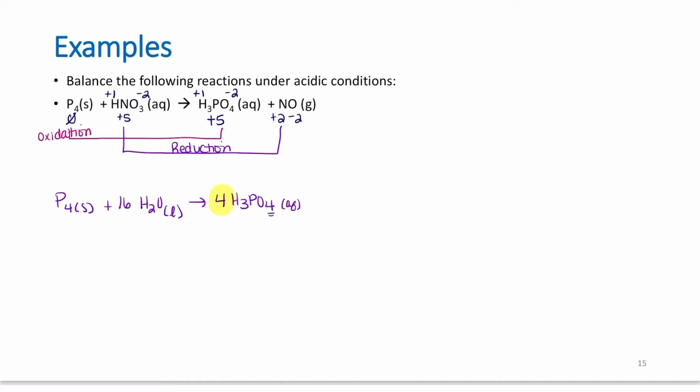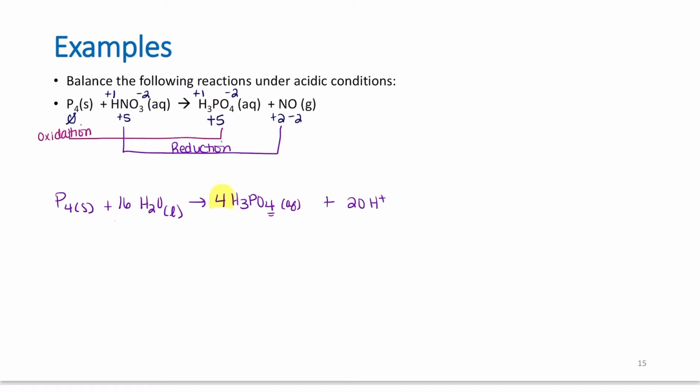Now I need to balance my hydrogen. This is 32 hydrogen. This is 12 hydrogen. I'm going to balance hydrogen by adding H pluses. I need 20 H plus to balance out my hydrogen. Now I have 32 H plus on each side of the reaction.